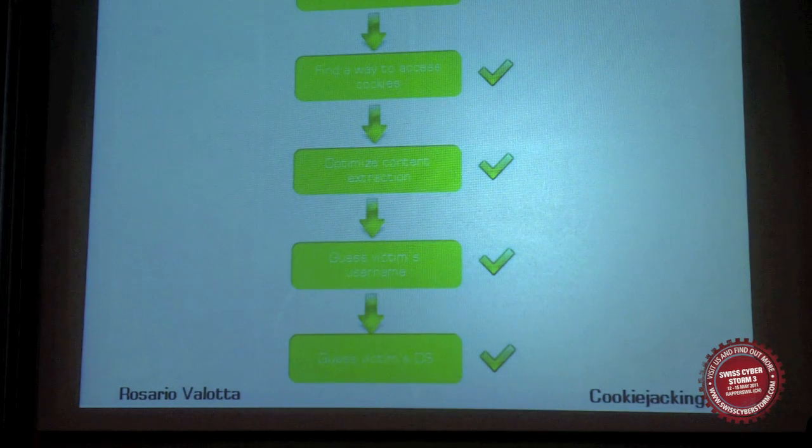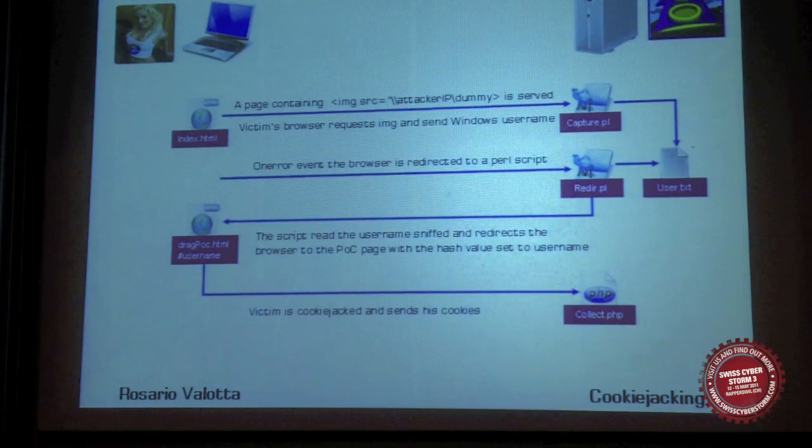Okay, we solved all of them, and we are ready to take a look at the final outline of the attack. The attack starts. There is the victim on the left side, obviously, and the attacker on the right side. The victim starts browsing an attacker web page. Inside of this web page, there is an image tag that is pointing to a remote SMB share.